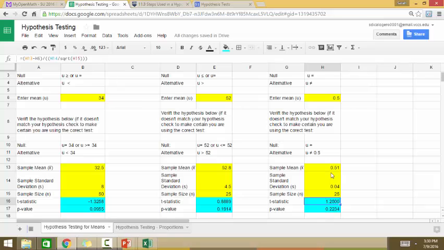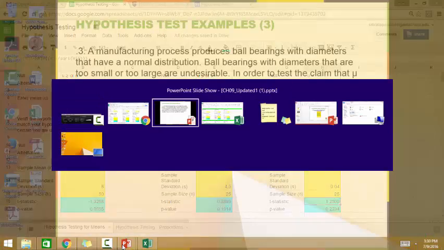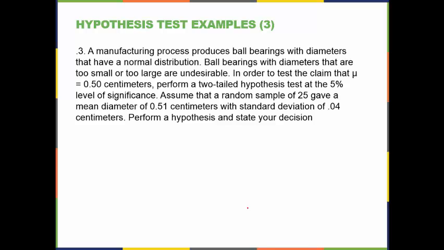So that's a pretty large p-value. Our p-value is 0.2234. That would indicate, since our p-value of 0.2234 is greater than 0.05, that we would fail to reject the null hypothesis, and we would say that the data does not support the claim that the diameters of the ball bearings are not equal to 0.5 centimeters.